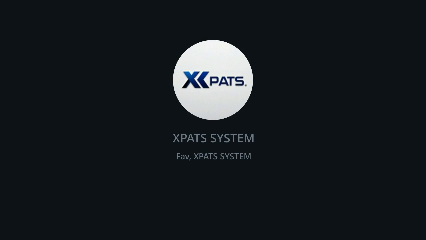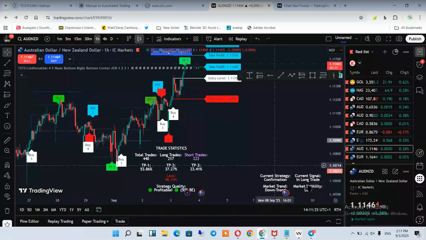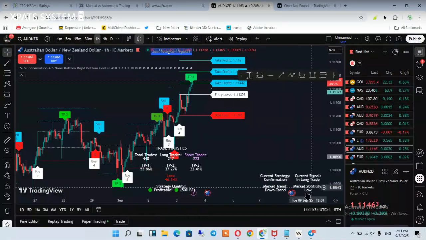AUDNZD. I see markets. Yeah, it's there. I'm just not seeing it. I don't know why. Look at it. Volatility is always low. AUDNZD. But if I don't touch TP for the H1 time frame for today, then the volatility is constantly low.